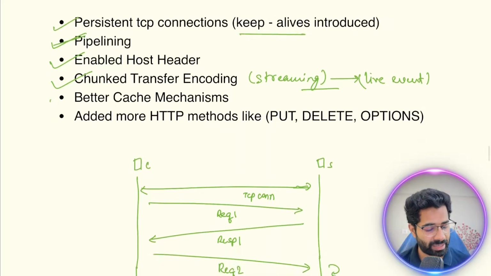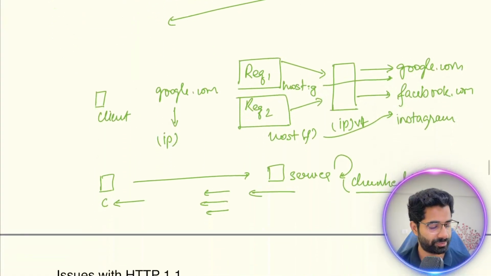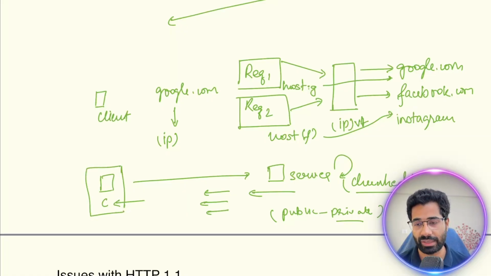Now it had better cache mechanisms. We saw in an earlier video that HTTP 1.0 lagged when it came to caching because it could not differentiate between a public cache and a private cache. Now in HTTP 1.1, public cache and private cache were differentiated. Whenever a response was marked as private, it was only cached at the client's end, in the application running at the client's end, whether it is your browser or your phone application. And whenever any information was marked as public, it could be cached at any intermediate servers as well, whether it's your ISP, internet service provider, or your CDNs.